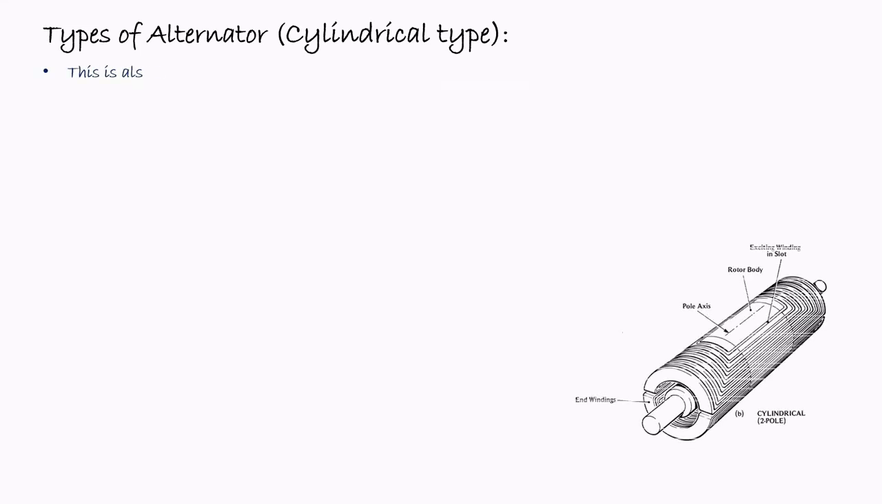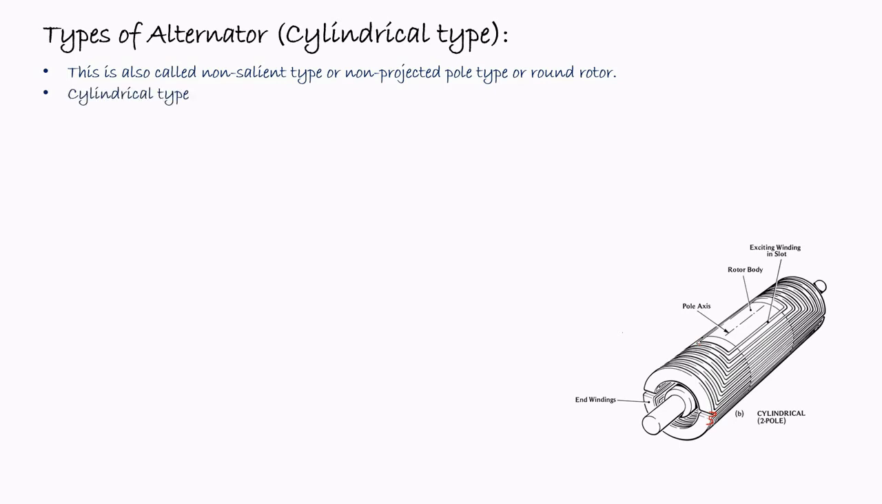Next is the cylindrical type synchronous generator or alternator. It is also considered as the non-salient type or non-projected pole type or round rotor. So here the structure of the cylindrical type rotor is shown. It is cylindrical in shape where a number of slots are present on the periphery of the rotor and the field windings are placed on it. So here the air gap between the stator and the rotor is uniform.